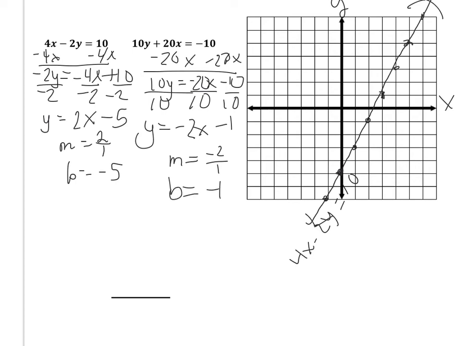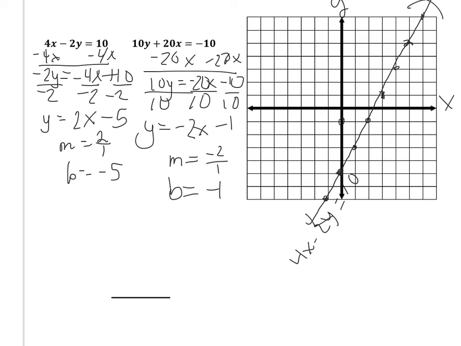Many of you may be thinking, oh, I bet these lines are going to be perpendicular. But be careful, the slope of the first one is positive 2 over 1. The slope of the second one is negative 2 over 1. Although they're opposites, they're not reciprocals. So these actually will intersect, but they will not be perpendicular.